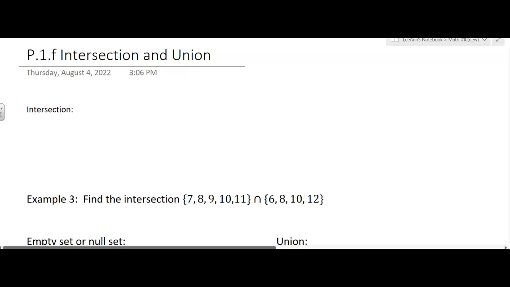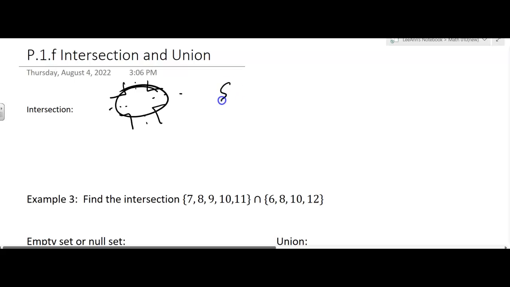Okay, so now what do we do with sets? Well, two things we can do. We can do an intersection and we can do a union. So intersection, if you think about being on the road, the intersection, these are two roads. It's what they have in common, okay?